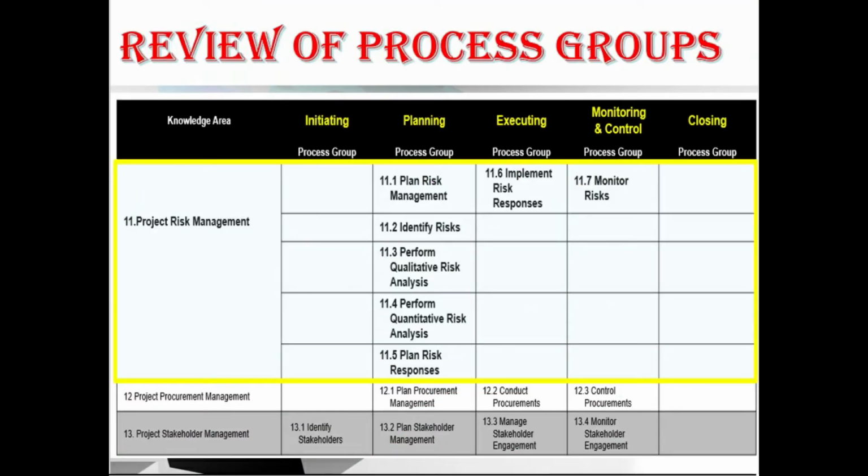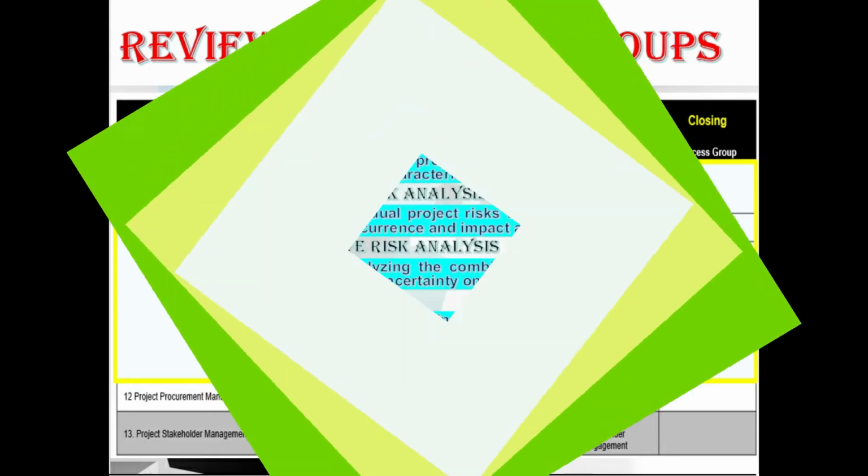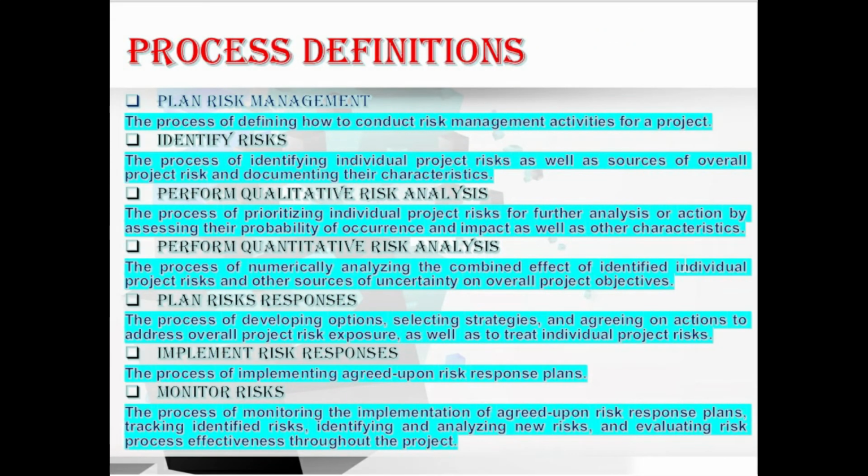We have 7 processes in project risk management: plan risk management, identify risk, perform qualitative risk analysis, perform quantitative risk analysis, plan risk responses, implement risk responses, and monitor risk. Let me go through each definition in more detail. First, plan risk management: the process of defining how to conduct the risk management activities of a project.